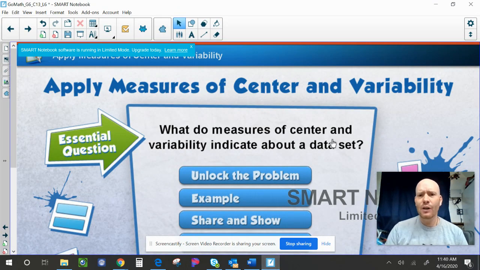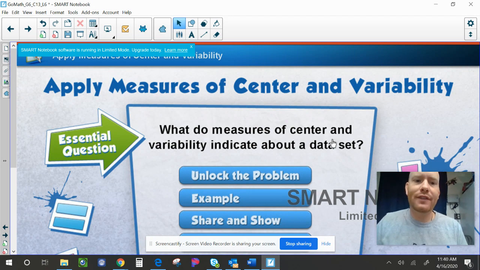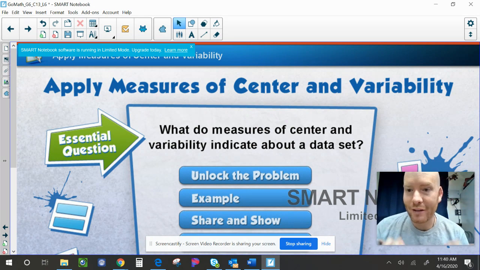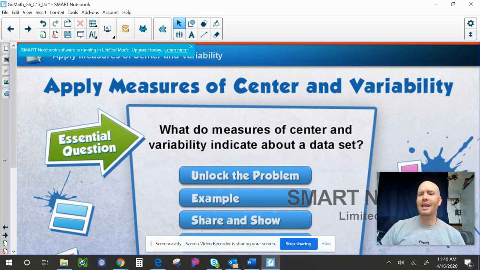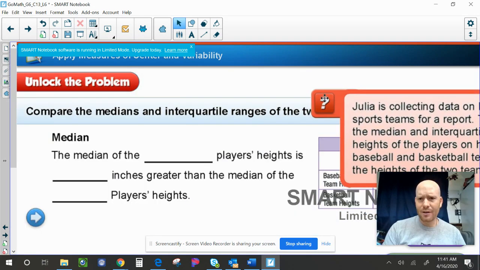Let's get to our objective today. Our objective is what do measures of center and variability indicate about a data set? Well, of course, indicate means to know about a data set. So just like what I said, we're taking measures of center and we are going to see how that makes us think about a data set. Okay, so our first problem here, let's get it.